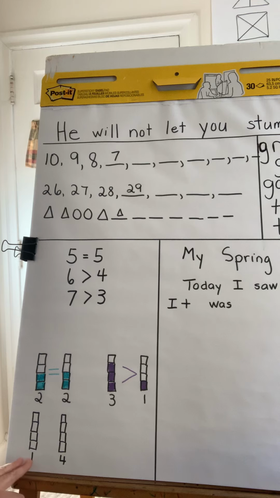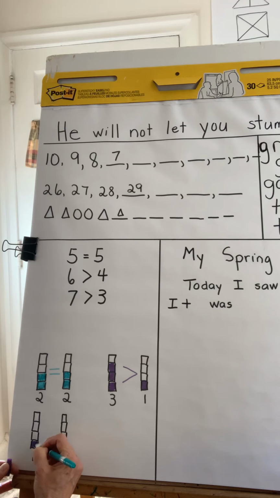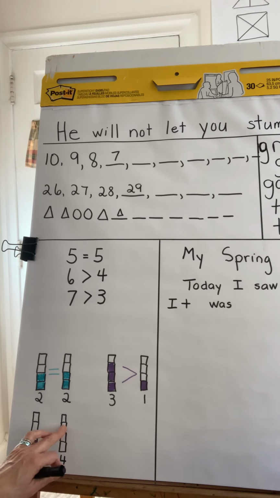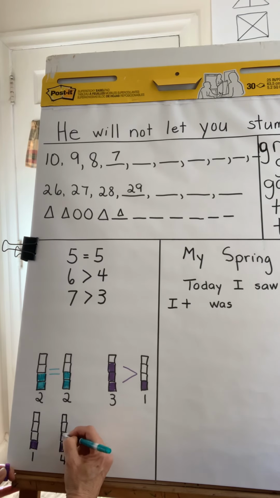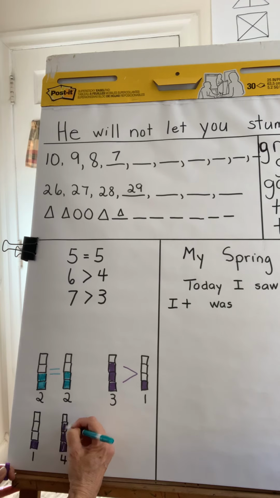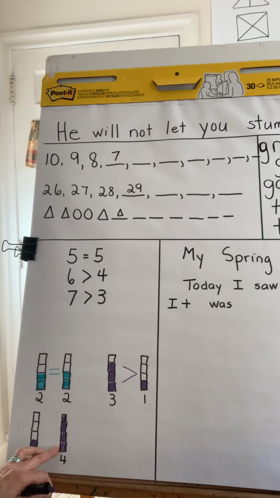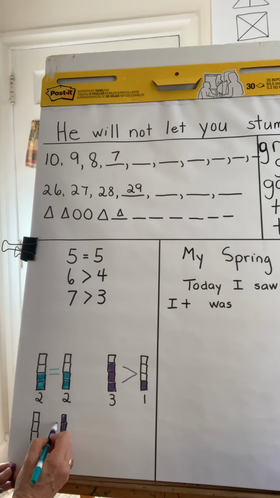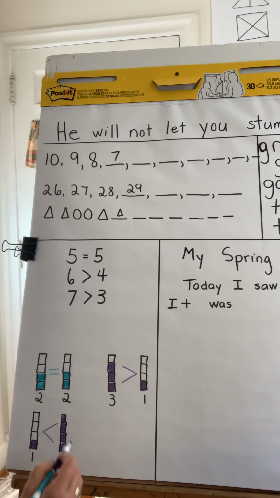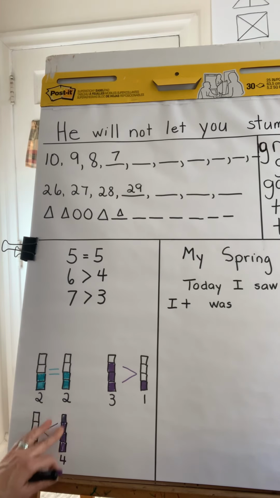And here's another problem. 1 and 4. So I'm going to color 1 block here, and I'll color 4. Now I have 4 blocks that I've drawn on here, so I have to color all of them. I have colored 1, 2, 3, 4. Now, is 1 equal to 4? No, 4 is greater than 1. Now look, I can turn my V the other way. The big open part always points to the biggest number.